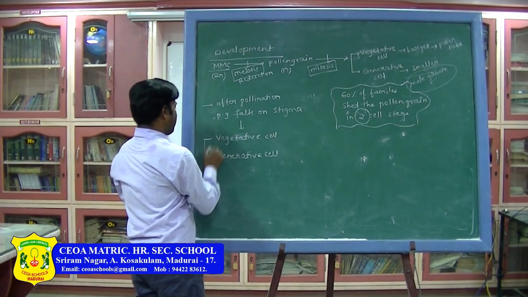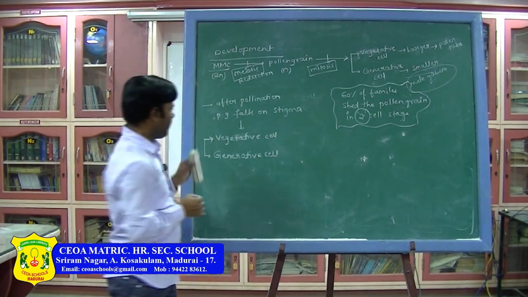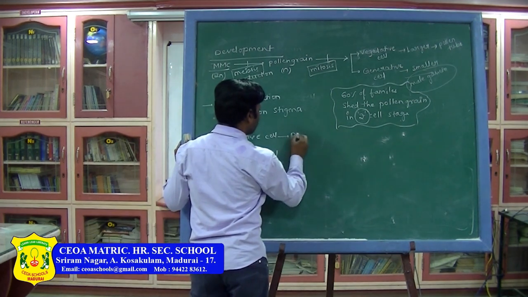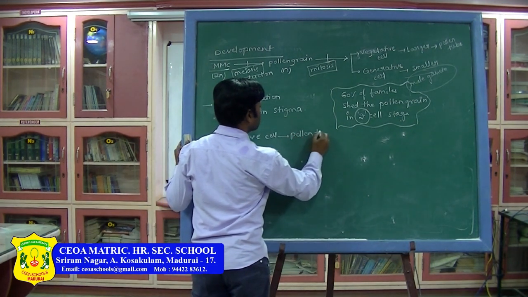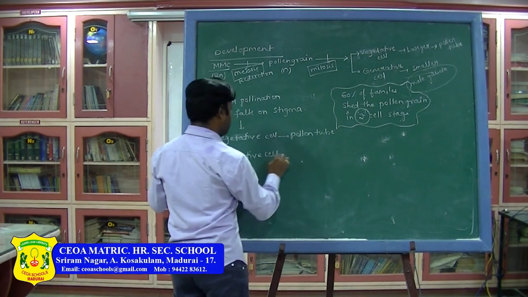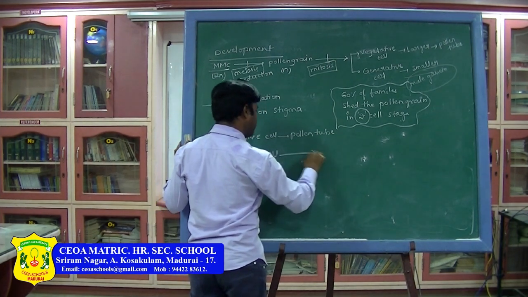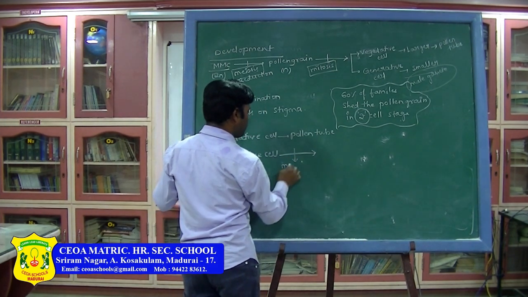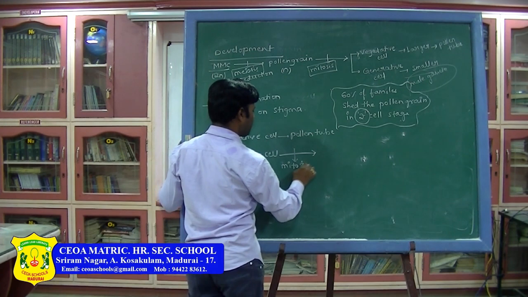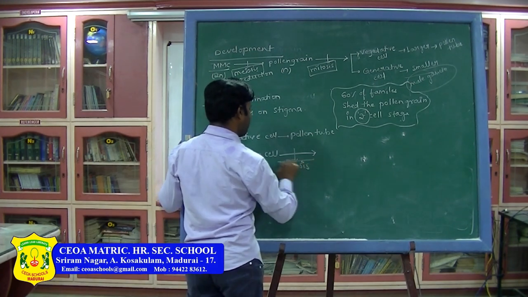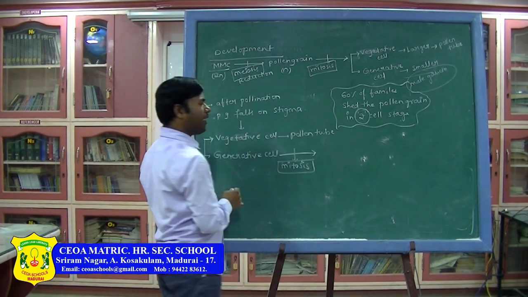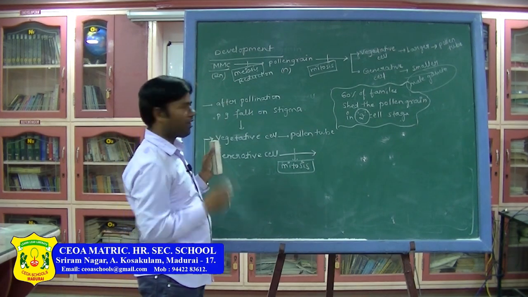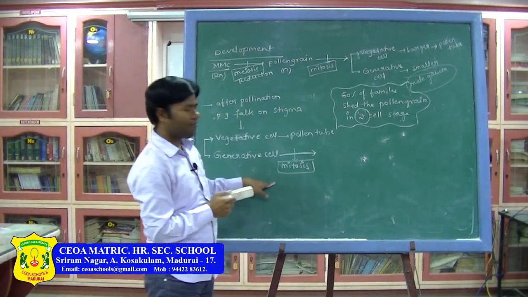Two cells, one is the vegetative cell, another one is the generative cell. The vegetative cell forms the pollen tube. Then the generative cell undergoes one more mitosis. So far, how many mitoses have taken place? Two mitoses. Here one mitosis, here one mitosis.